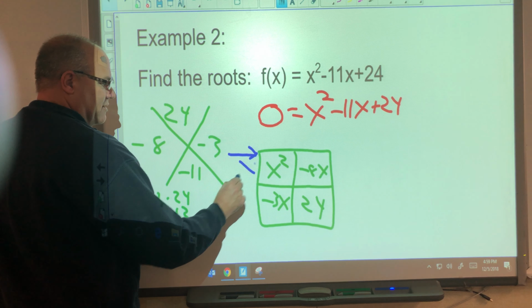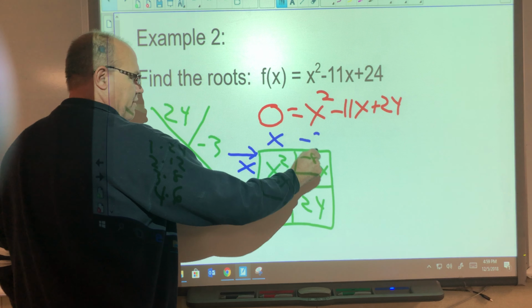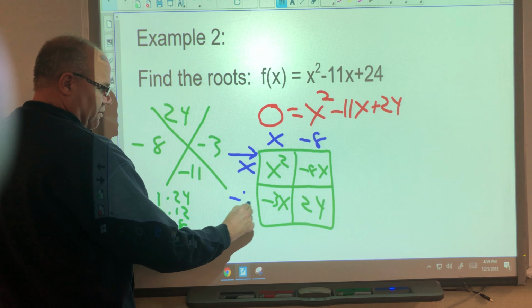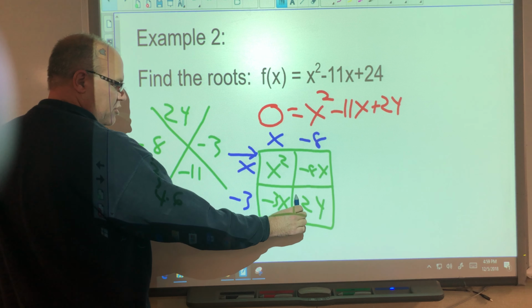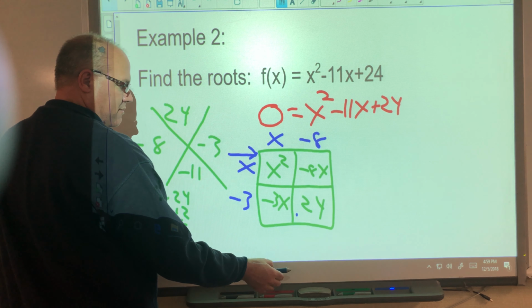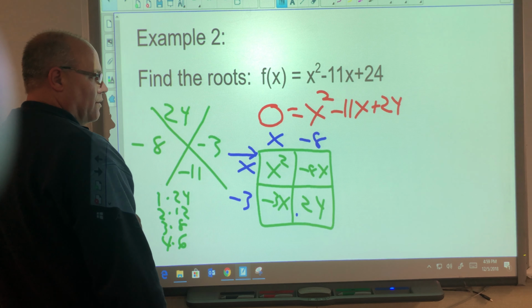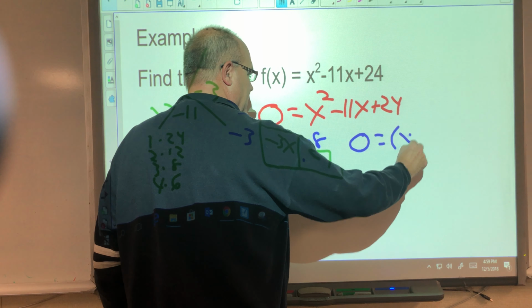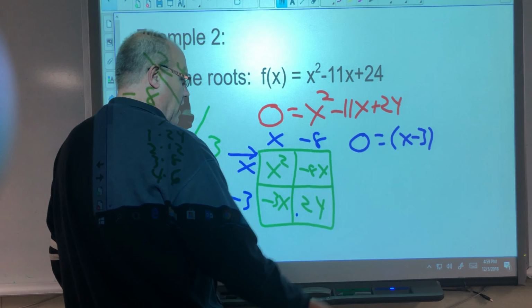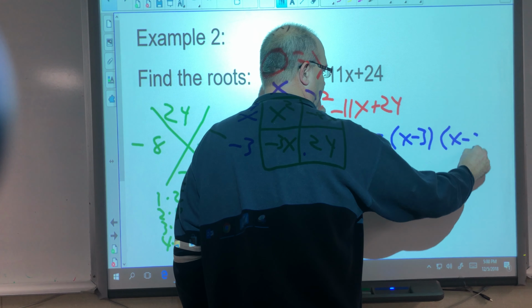Okay, so now we start here, going across for the GCF. I can pull out an x. This is x, negative 8. This is negative 3, right? Because x times negative 3 is negative 3x. And then let's double check, negative 3 times negative 8, positive 24. So we have 0 equals x minus 3 times x minus 8.